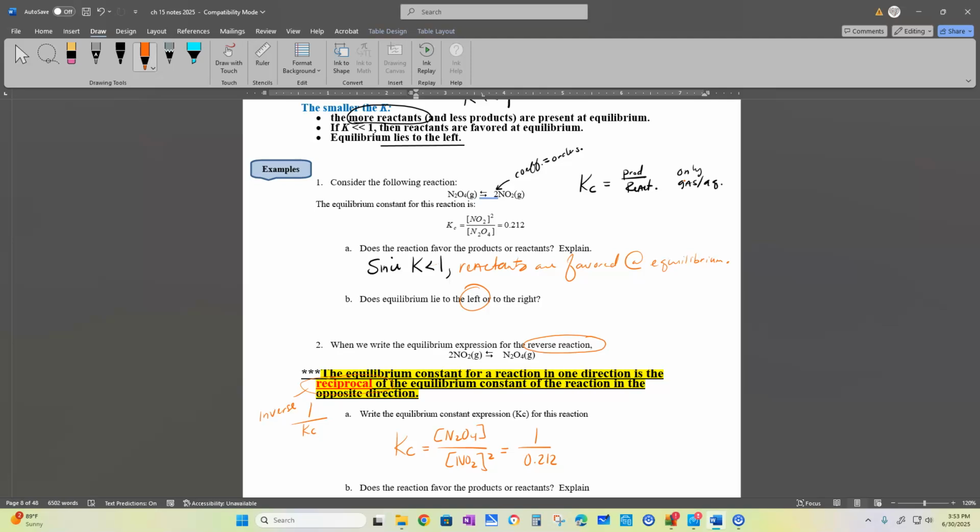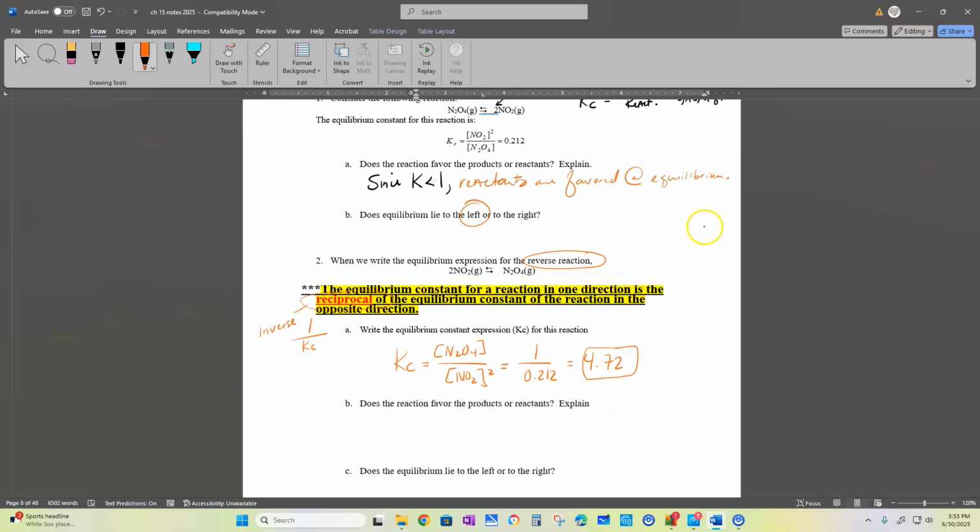So let's plug this in the calculator. I'm going to get 1 divided by 0.212, and it looks like 3 sig figs, so 4.72. Okay? So now look at my new K. Since now my K is greater than 1, if I'm looking at my arrow, that means this time my arrow is pointing to the right, my products are favored.